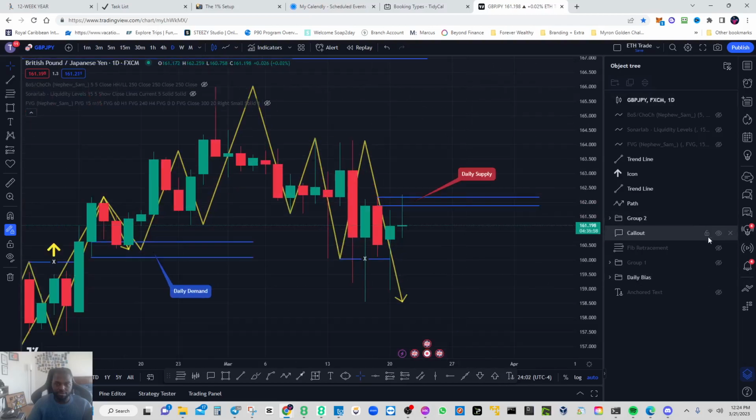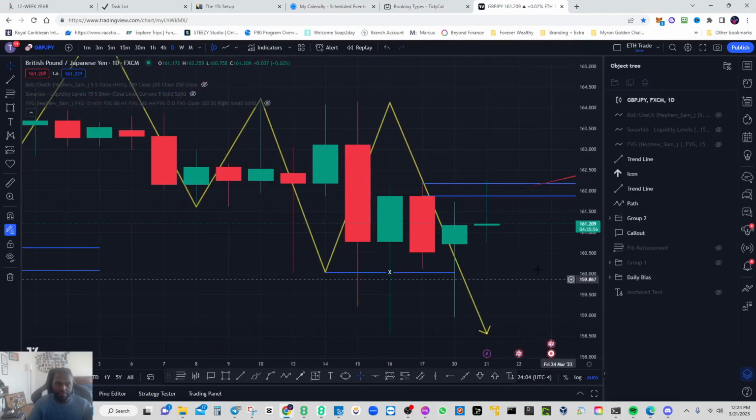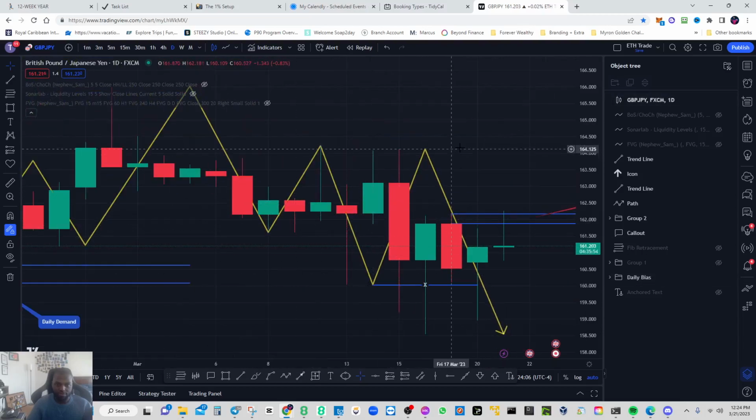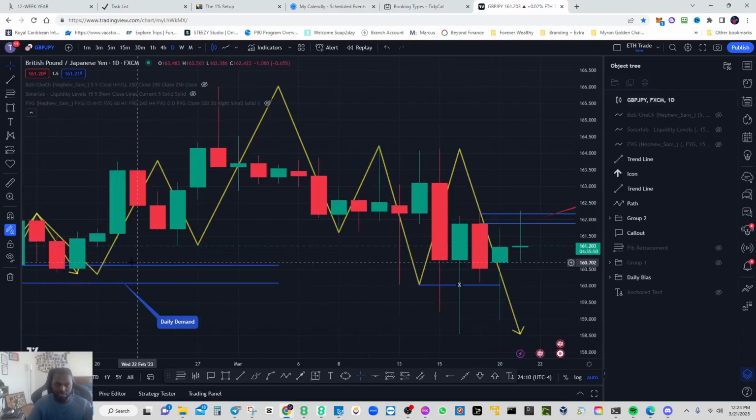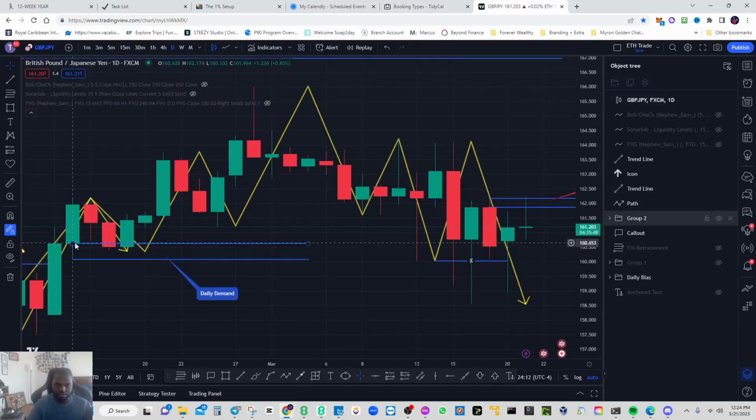If it's bearish, as we see, it came down and broke that low. You're going to do it from the open to the high. If it's bullish, you're going to do it from the open to the low. Make sure you go back and you understand that.